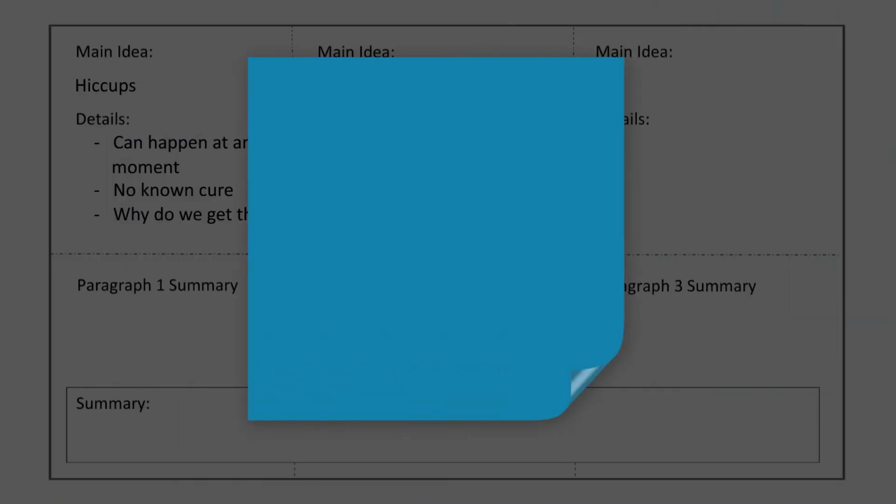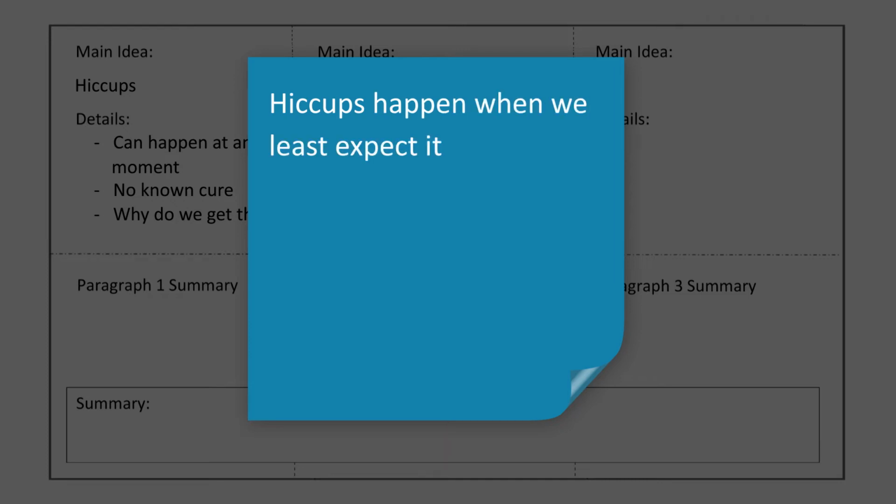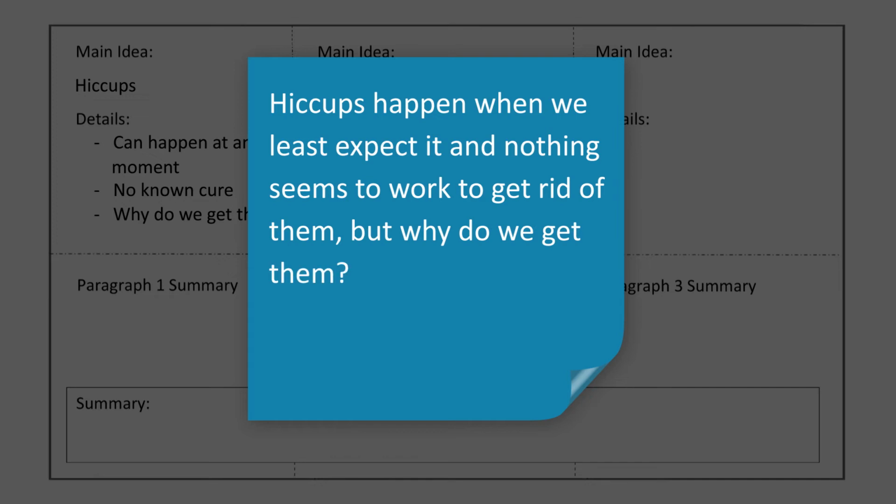I need to see if I can write a 10-word or less summary of the paragraph. I'll do this on a Post-it first. You count for me as I state my summary and see if it's okay or if I need to shrink it. Hiccups happen when we least expect it, and nothing seems to work to get rid of them. But why do we get them? Oh my, now that's 23 words, so I need to shrink it. This is harder than I thought.